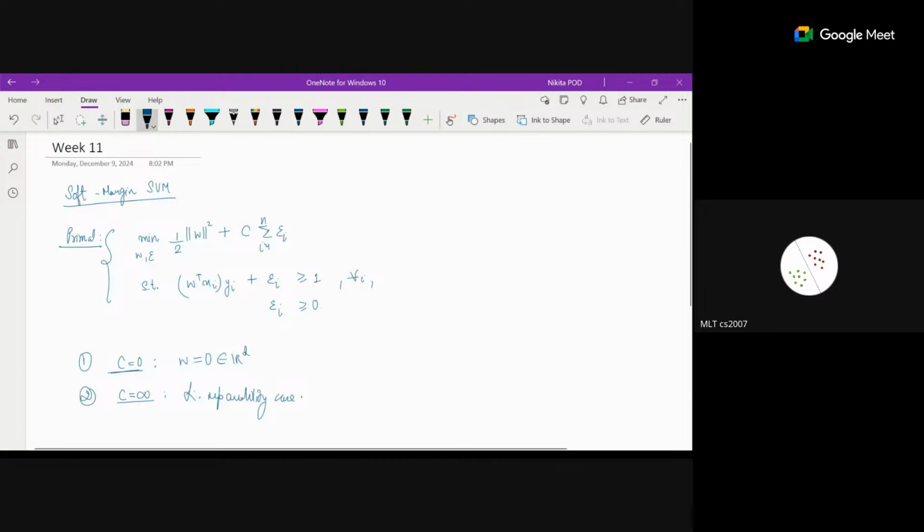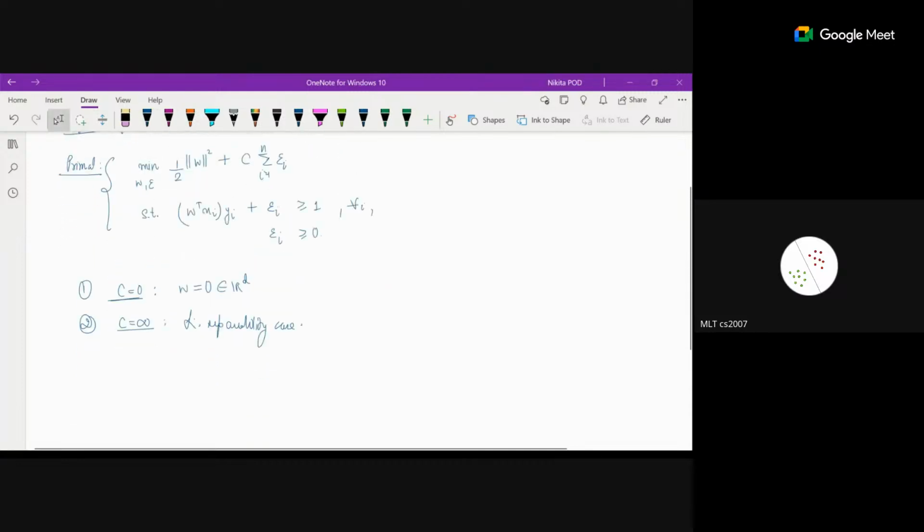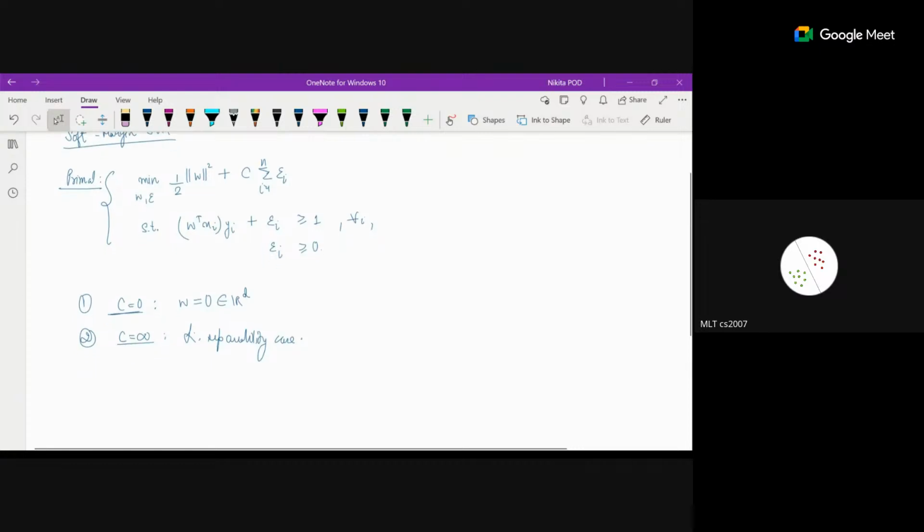Now in this week, we will look at the dual formulation of this problem and see what alphas we get, what W star will be, and what the solution is for this soft margin SVM. So this is the problem, this is my primal problem.